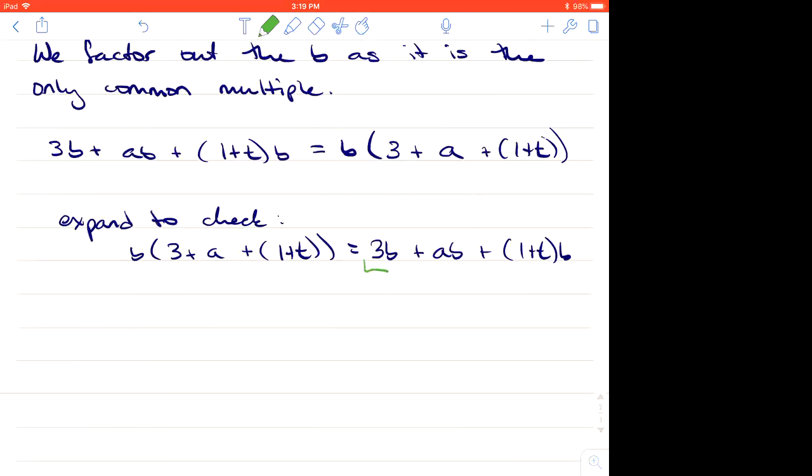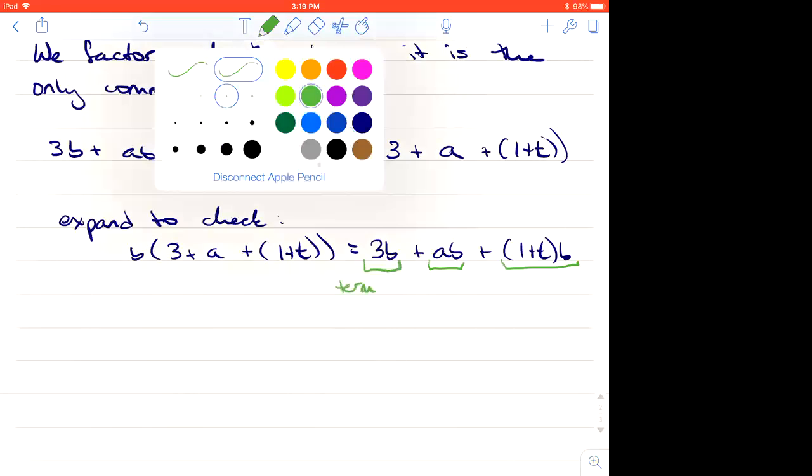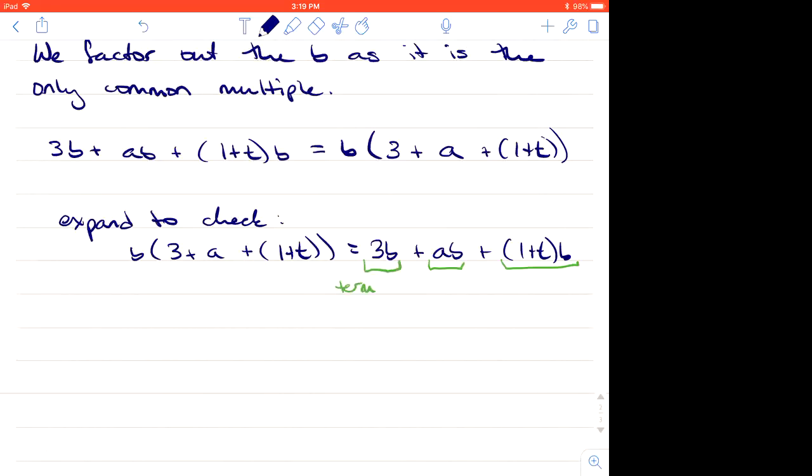So this here is a term, right? So each of these little chunks I'm calling terms. Okay. So we're on the same page. Okay. But it checks out, it's the same.